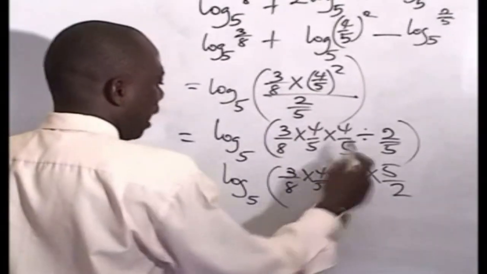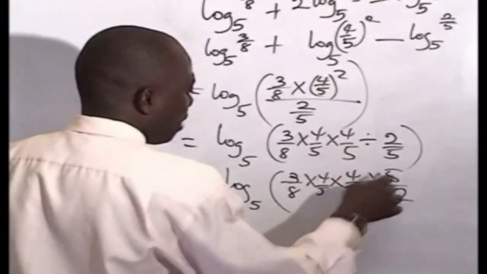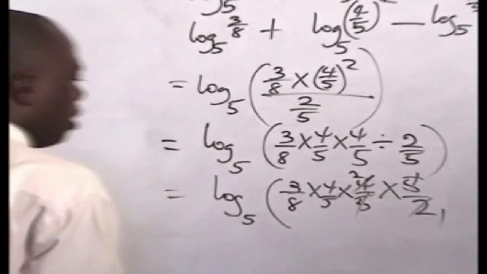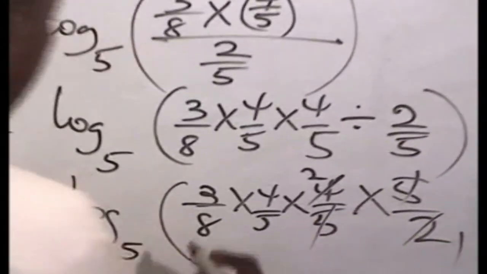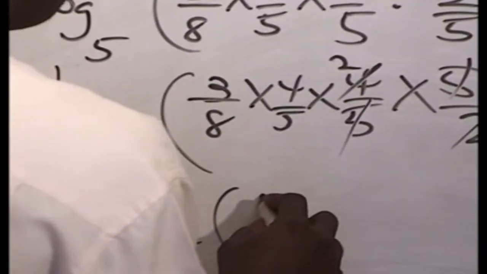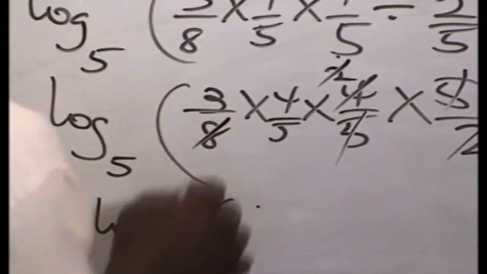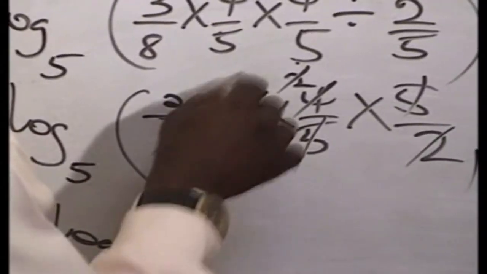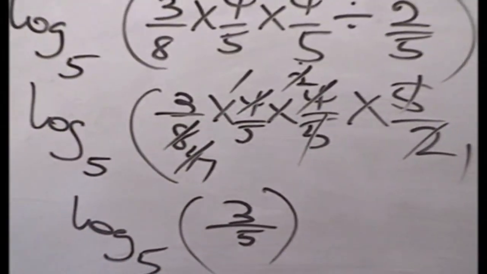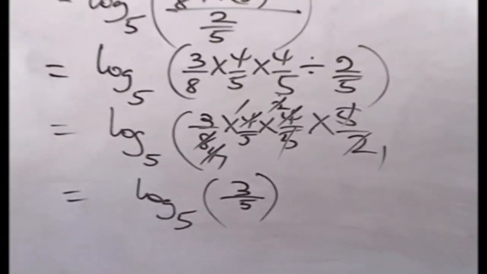So now we can cut out the similar ones. 5 here will go in 5, 4 will have 2, and then we have the others left. So we have still log 5, then you have 3 times 8, 2 will go in 8, 4 will go in 4, 1. So we have log 3 over 5 to base 5.